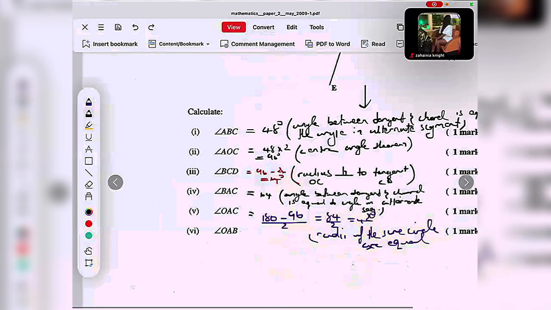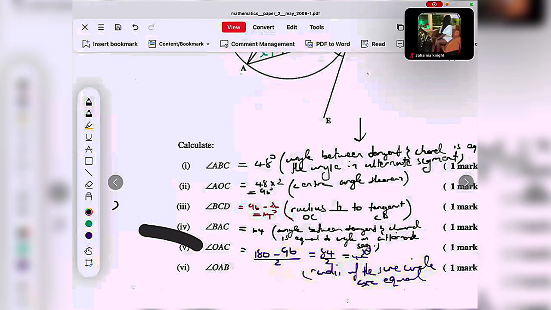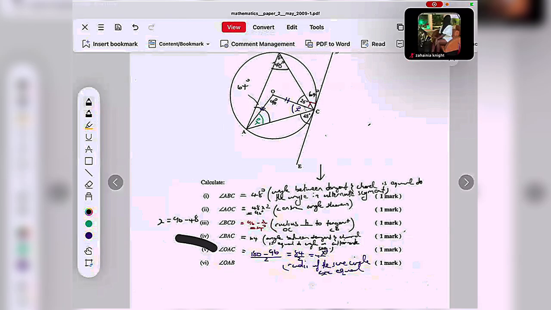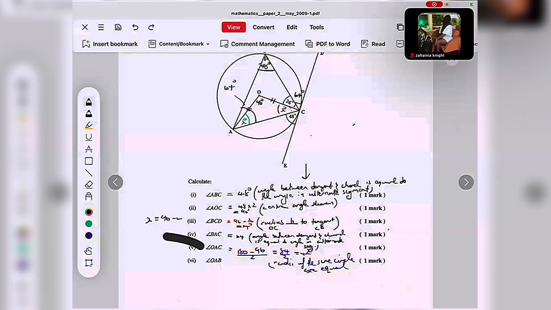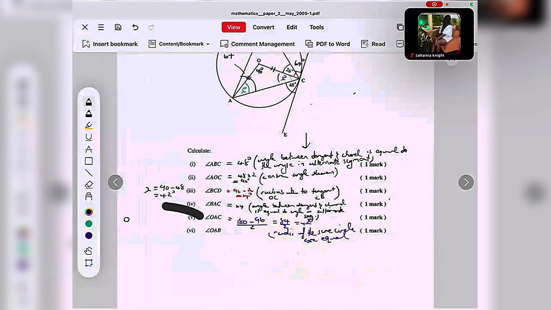So even though you would have gotten the 42 by simply saying that x is equal to, write your method over here, 96 minus 48. But hold on, Miss Gentles, not 96, 90 minus 48, and you would have gotten 42. Your reason would have been what? OC is perpendicular to CE. So you see, your reason would have been different, but you would have got the same answer. All right?